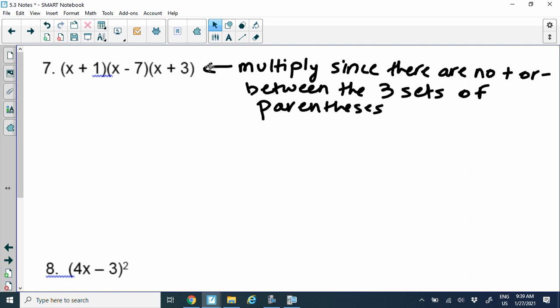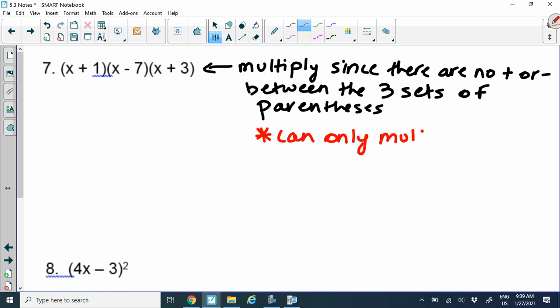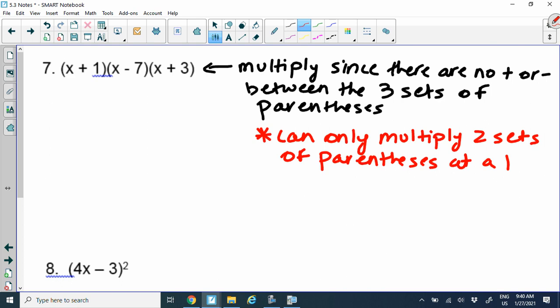So what we need to do is we can only FOIL or multiply 2 sets of parentheses at a time. Okay, so that means we can either multiply the x plus 1 with the x minus 7, or multiply the x minus 7 with the x plus 3. It really doesn't matter where you start. I like to just go in order, so I'm going to multiply these two here.